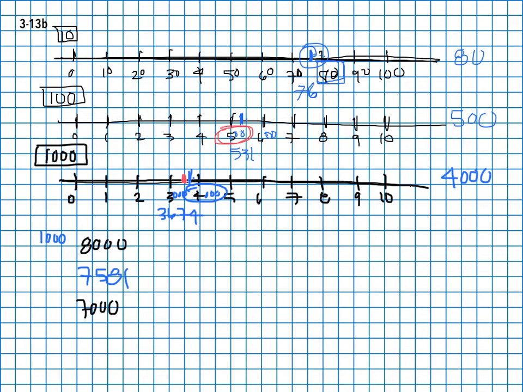I need a pen here. The rule is if it's 0 through 4, you go to the floor. You go to the floor. If it's 5 through 9, you climb the vine, which means you go up. So if I look at 7, we're rounding to the nearest thousand. Let's change colors here. I'm going to look at my neighbor to the right. 5 tells us that we climb the vine, so we're going to go up to 8,000.